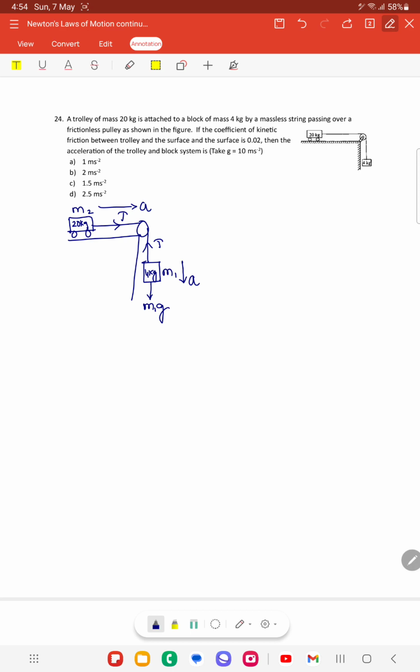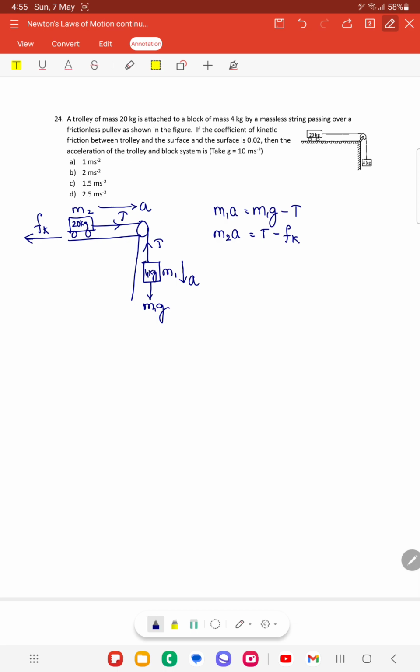So writing the equation for m1 and m2, we have the first equation: the net force for mass m1, m1 into a, is equal to m1g minus T. If you consider m2, then we have the second equation. They have given that the kinetic friction acts between the trolley and the surface. If the object is moving towards the right, the kinetic friction acts towards the left, let us consider it as Fk. So the equation becomes m2 into a is equal to T minus Fk.